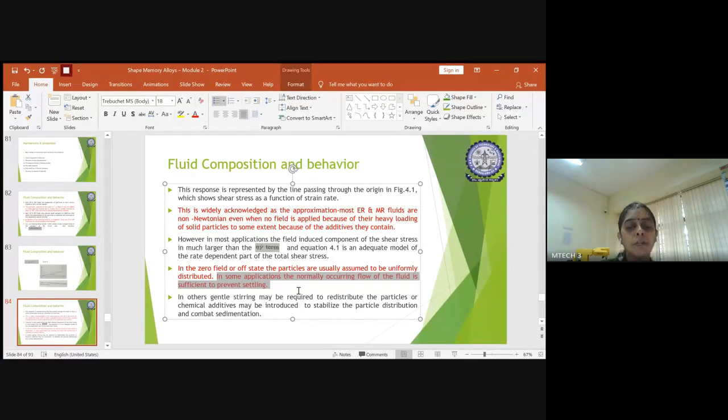If it is not possible, slight pressure application can also help in moving the particles into uniform distribution. So this basic adjustment of the smart fluid before operating is very much essential. And also sometimes a gentle stirring may be required to redistribute the particles.